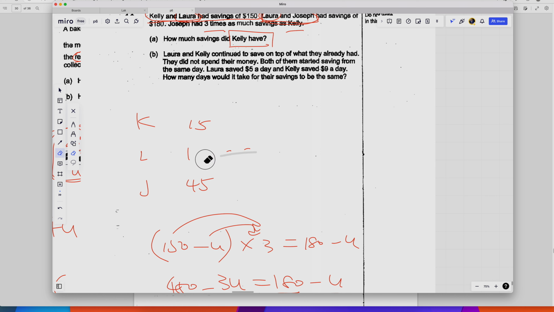And of course this is 135. Okay, so I've tidied up already. Now I'm going to do part B.